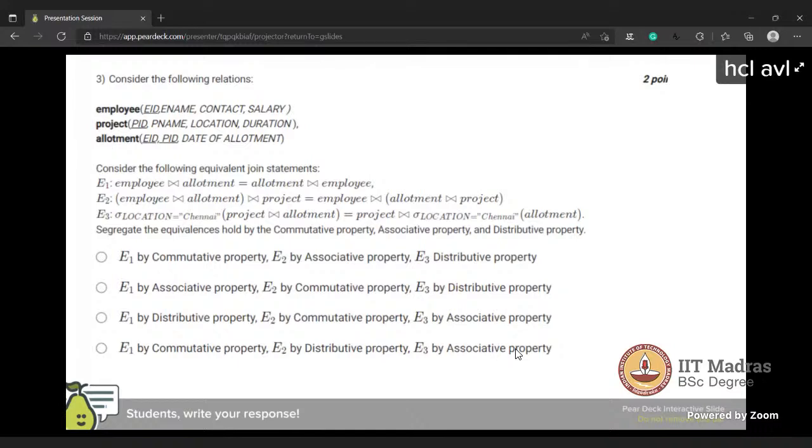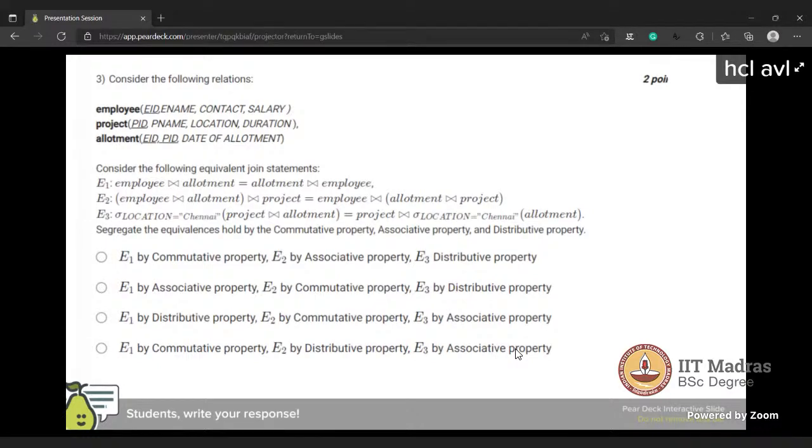Now check the second one. That is employee natural join allotment, in parenthesis, natural join project, equal to employee natural join, in parenthesis, allotment natural join project, and that is the associative property. So check E2 for the associative property. So option A is the correct option.